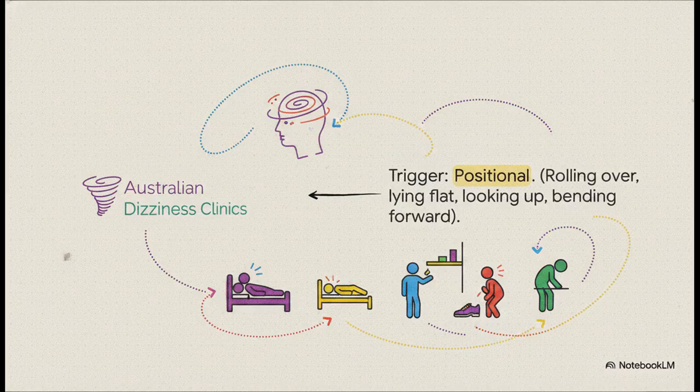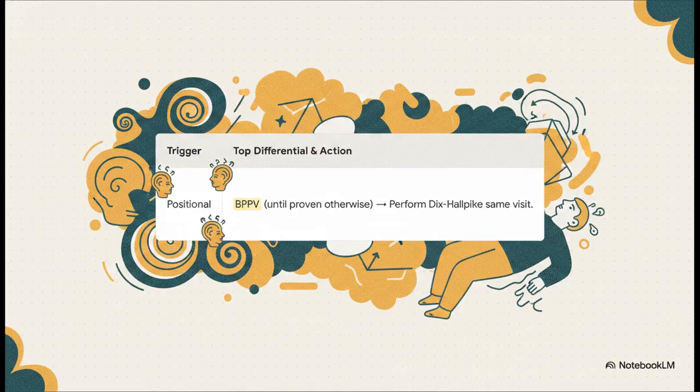So let's look at our first classic trigger, positional. You've heard this story 1,000 times, right? The patient tells you, it hits me every single time I roll over in bed, or when they lie down flat or look up at a high shelf. That specific action is your trigger. And if you hear that history, your brain should go to one place and one place only: benign paroxysmal positional vertigo, BPPV. It's BPPV until proven otherwise. This isn't just a possibility, it's the #1 suspect, and it mandates your next move. Perform a Dix-Hallpike test, right then and there in the same visit.